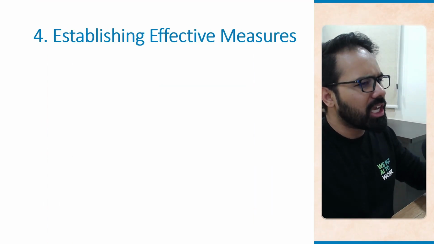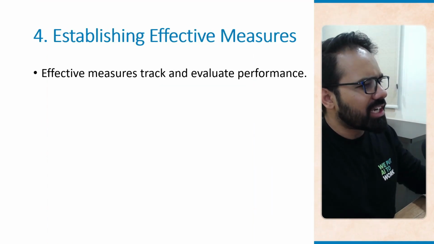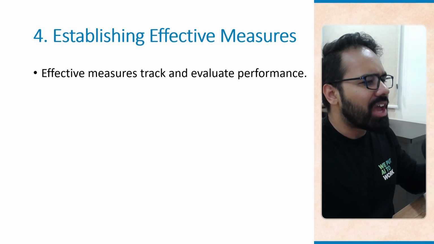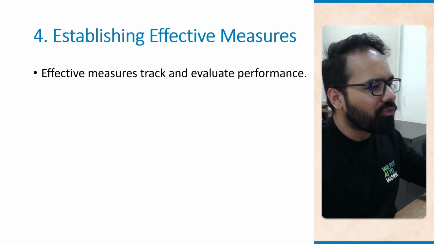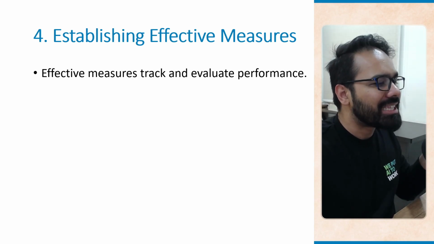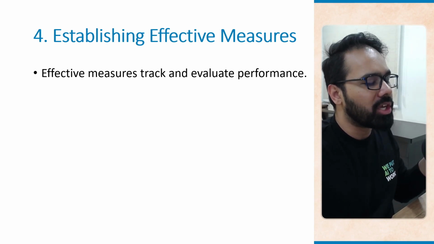Establishing effective measures. Effective measures track and evaluate performance. For example, if we track the bounce rate of our e-commerce homepage, we can evaluate whether the design changes are working or not. And when we say bounce rate, it's the time that your user spends on a specific web page, right?